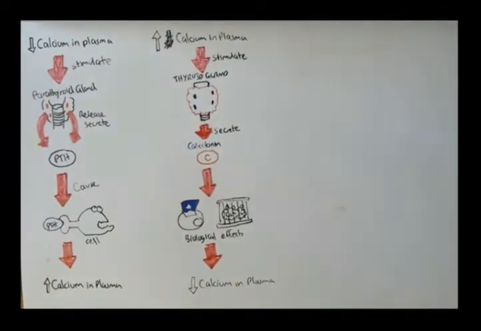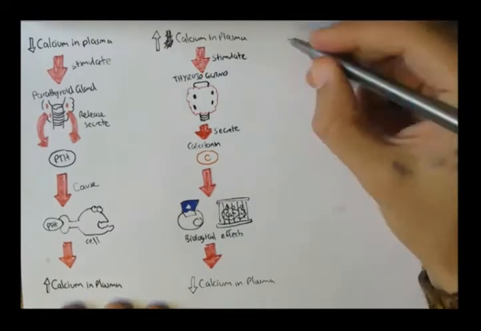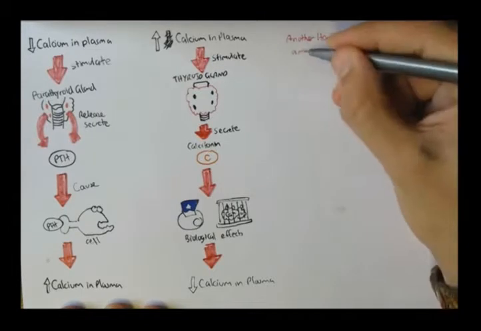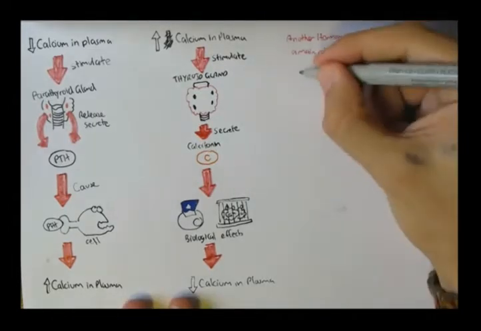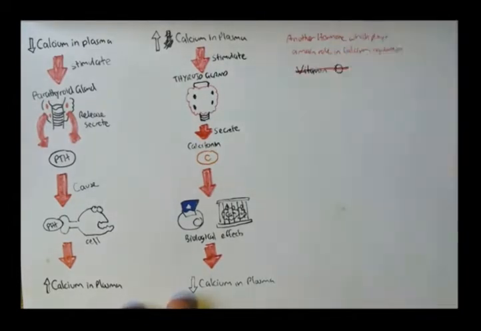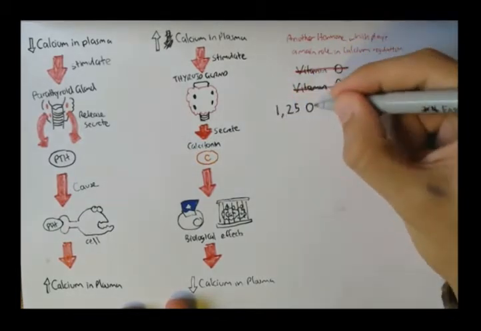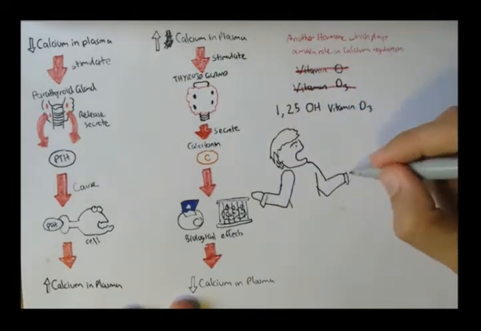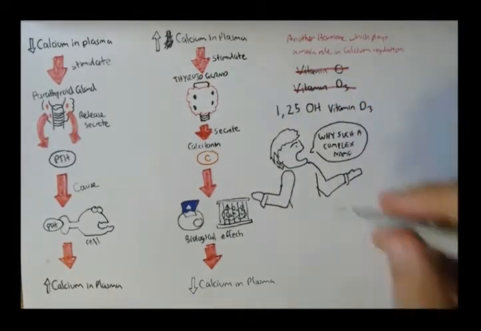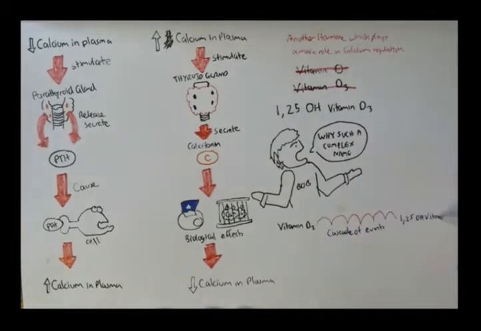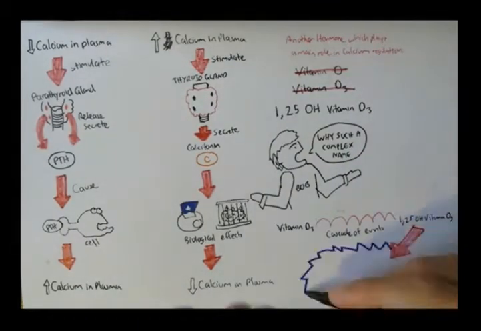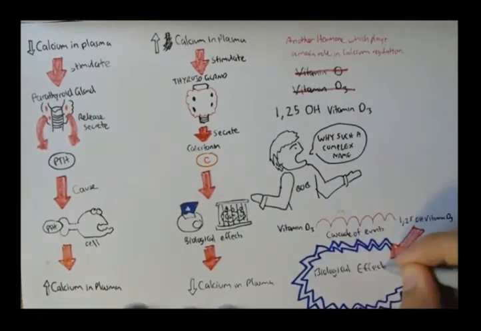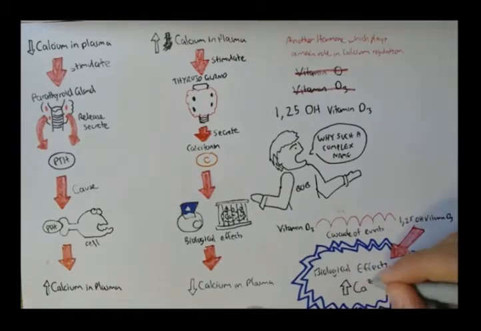Now the next hormone, which also regulates calcium concentrations and also phosphate, is vitamin D, or better referred to as vitamin D3, or better yet, 1,25-hydroxyl vitamin D3. Why such a complex name? Well, it takes a complex process to produce this 1,25-hydroxyl vitamin D3. And this is the type of vitamin D which causes biological changes in the body, increasing calcium and phosphate concentrations.